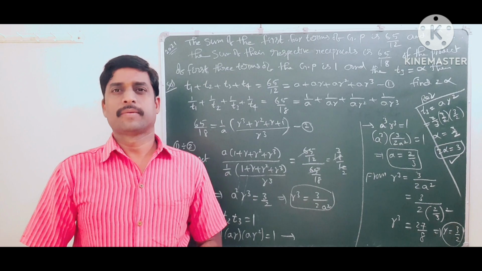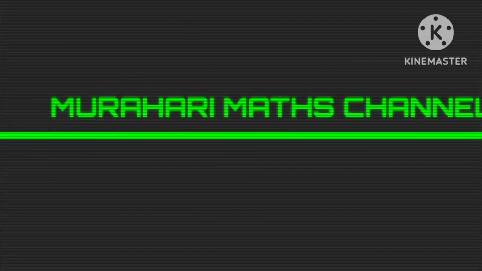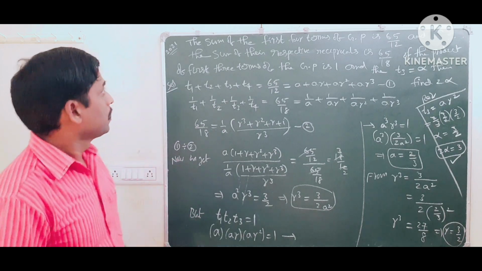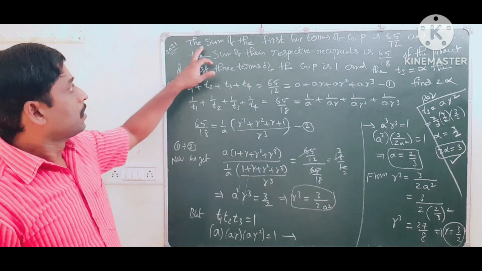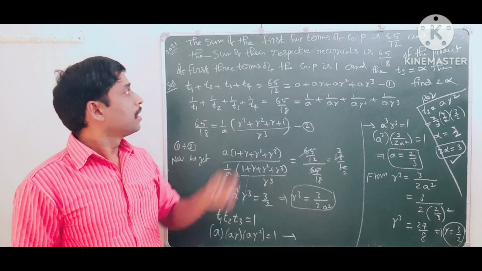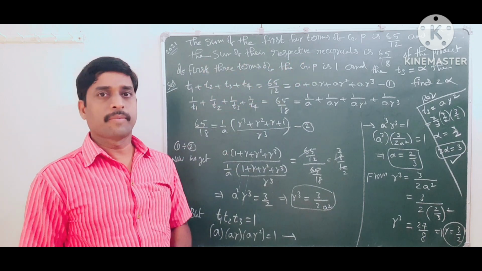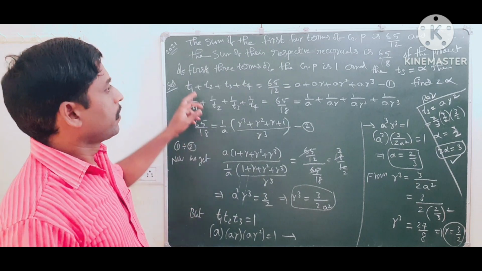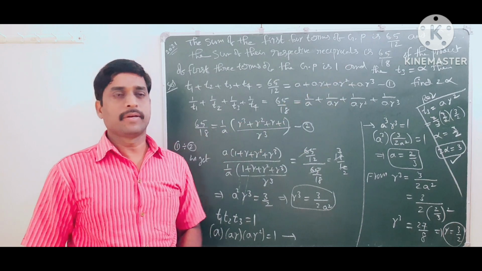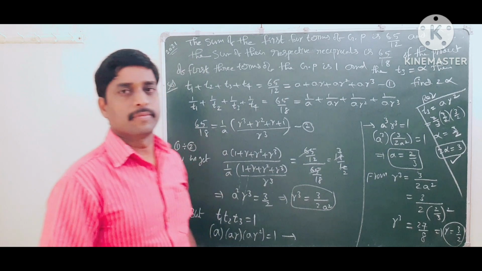Today we discuss sequence and series, previous year JEE Main questions. Okay, now I would like to explain the first question. This is a 2021 question. The sum of the first four terms of a GP is 65 by 12, as well as the sum of their respective reciprocals is 65 by 18. Given that the product of the first three terms of the GP is 1, then find out 2 alpha, where alpha is the third term.